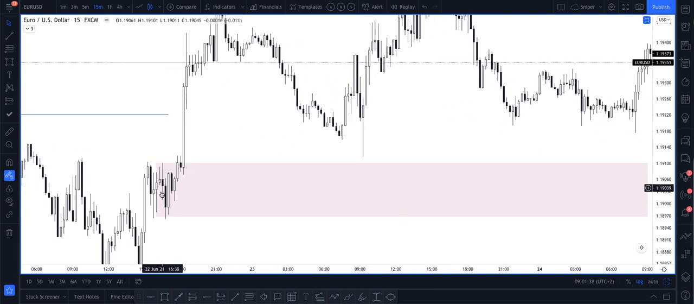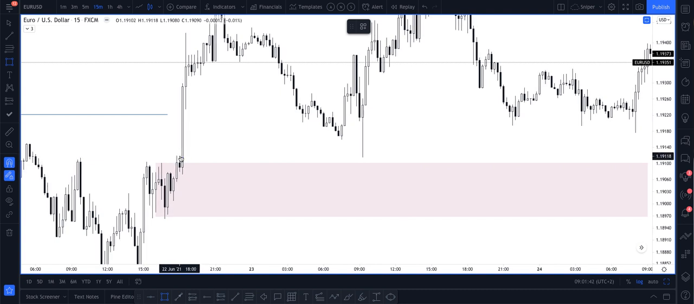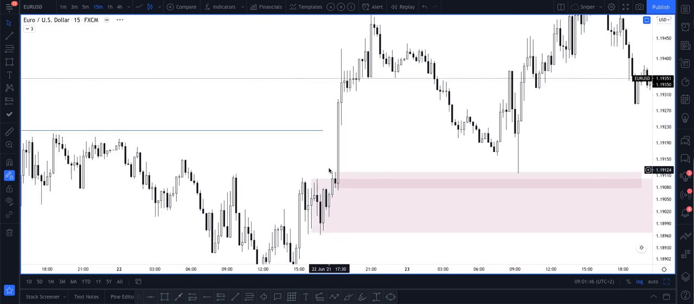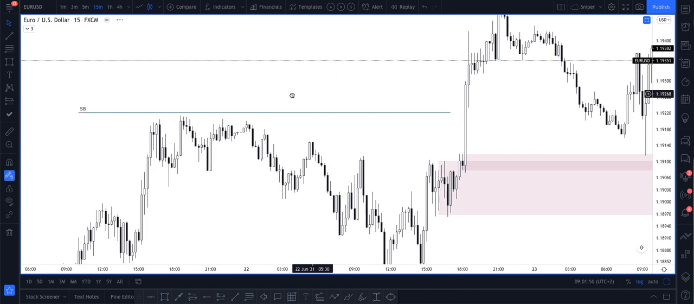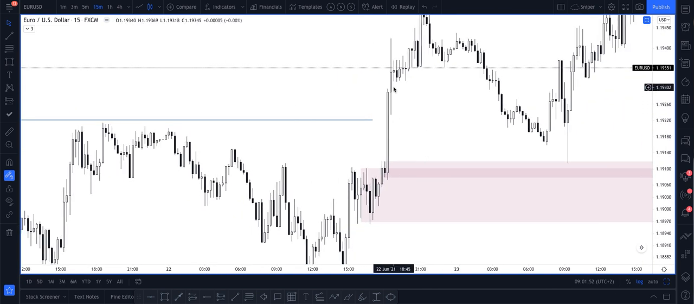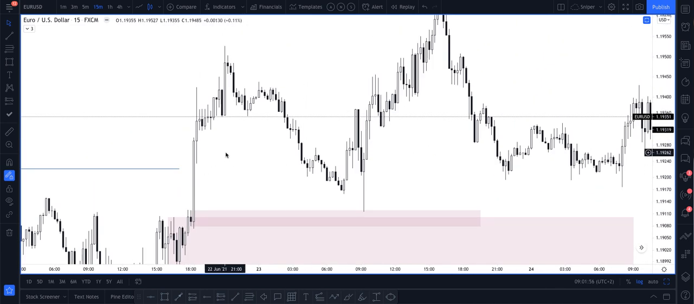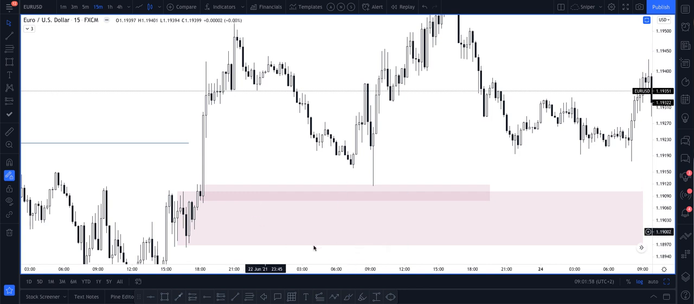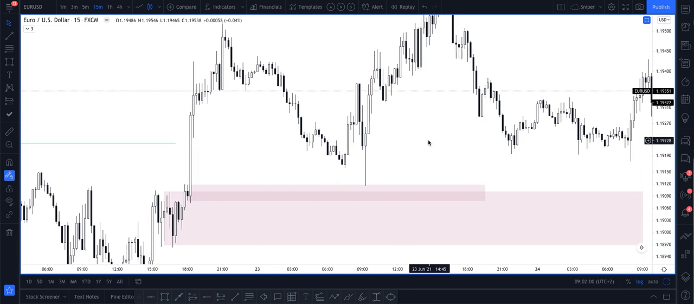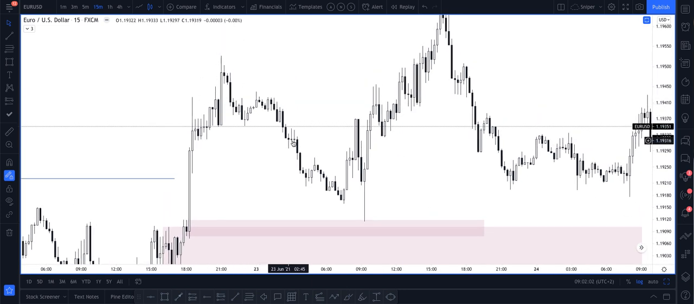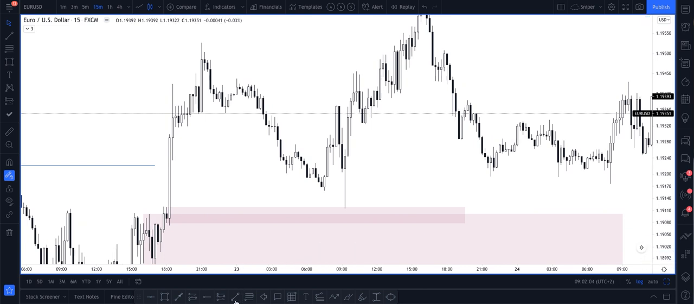So we have this area, now this whole area, but we also have this zone, this last down candle before the big up movement. So this is the last sell candle before the move that broke all of the structure. You can see it's a very clean move towards the upside that broke all of the structure. So now we're looking for price to return into one of these areas. So we wait and see how price returns down towards the downside.